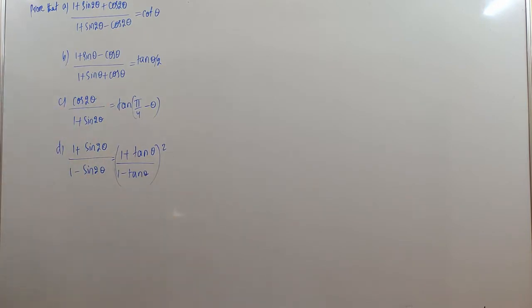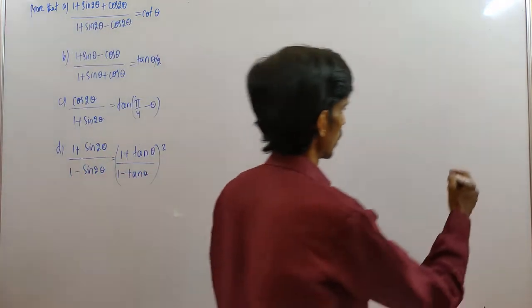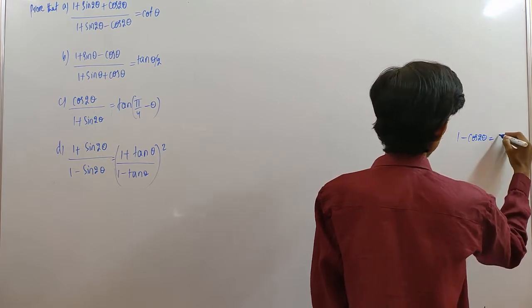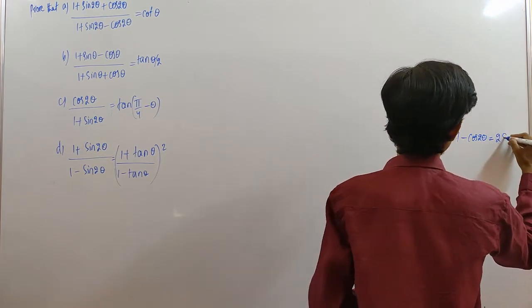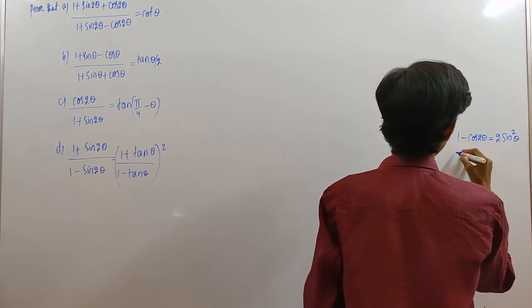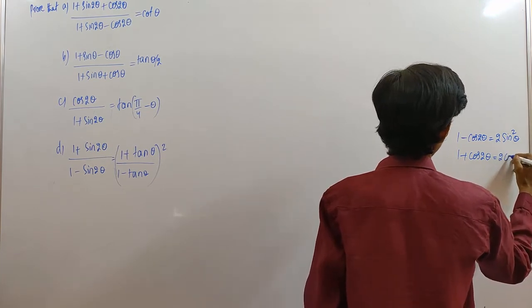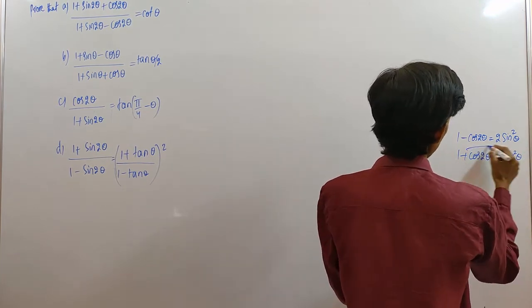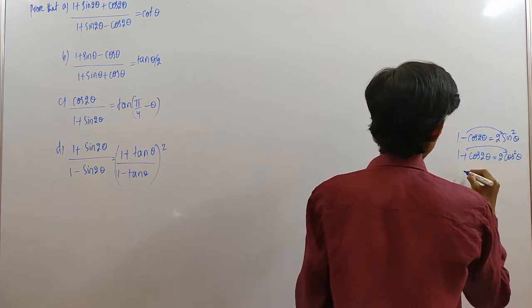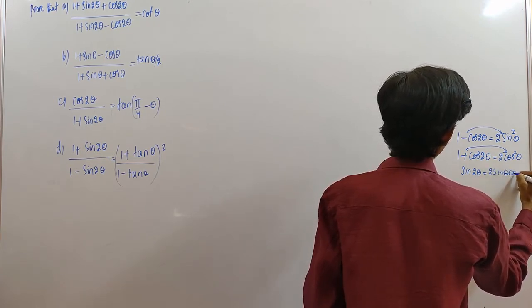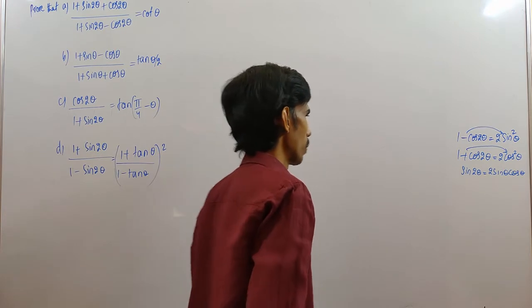We have to prove all of these. We know that we have some formulas. 1 minus cos 2 theta is 2 sin square theta; minus is there, so sine will come. 1 plus cos 2 theta is 2 cos square theta; plus means cos, minus means sine. And sin 2 theta equals 2 sin theta cos theta. We have to remember these formulas.